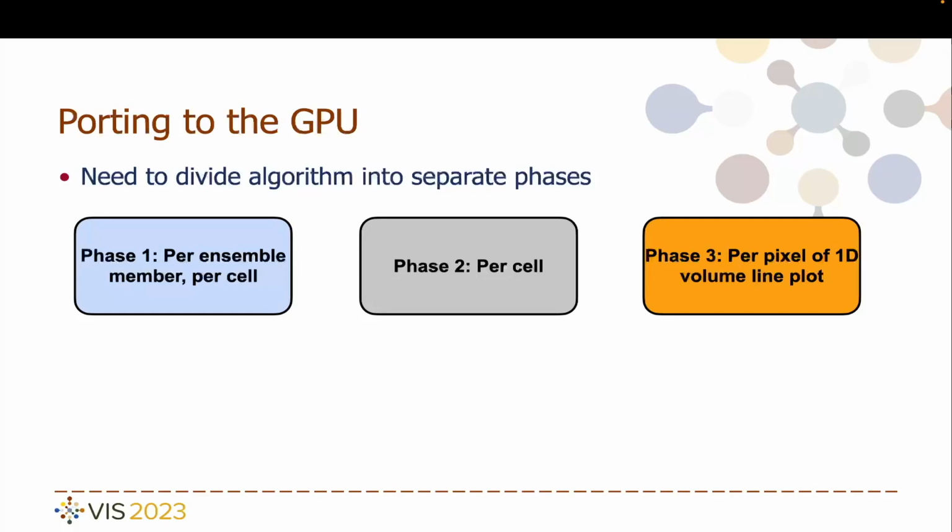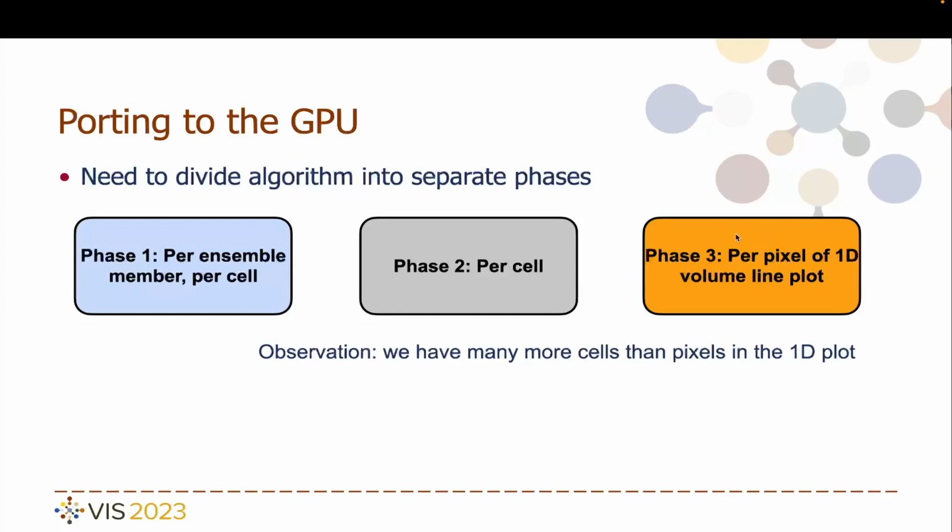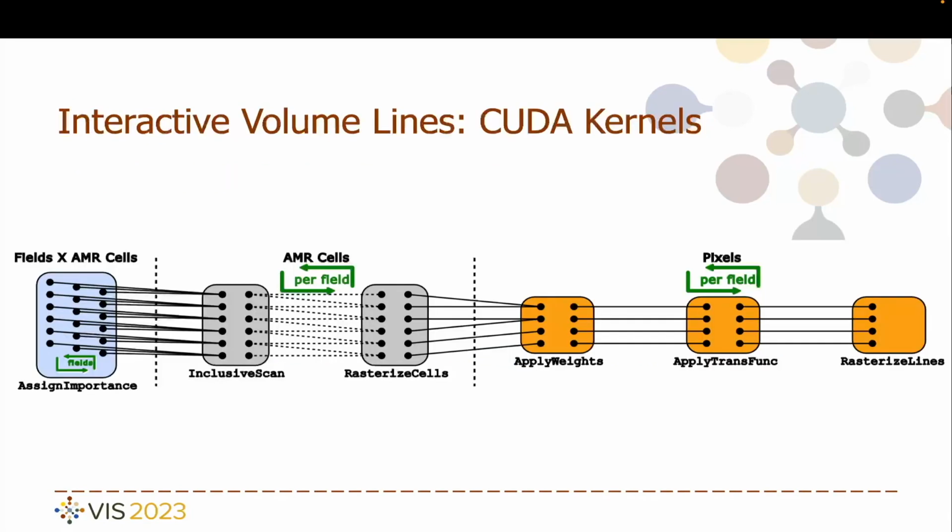The second phase operates on each cell. And the third phase operates on the pixel of the 1D line plot. So an observation to make is that we have many more cells than we have pixels. So obviously, we want to perform more of the computations here on the right-hand side than we want to perform on the left-hand side for efficiency's sake. So here is how this works.